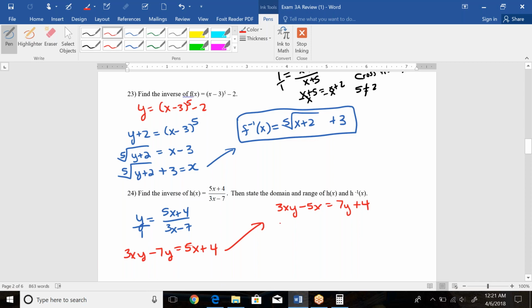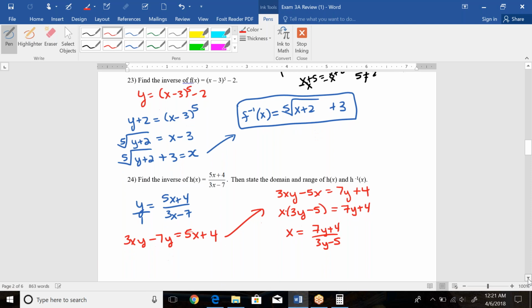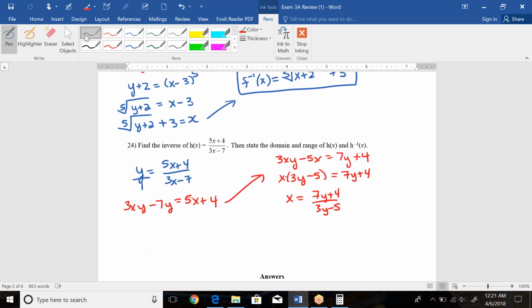Now that all your x's are on the same side, you can factor them out. And that takes it from having 2 x's down to having just 1. Final step here is to divide that parentheses to the other side. So x equals (7y plus 4) over (3y minus 5). Now, again, we haven't done any swap with our domain and range yet. This is just us resolving this equation for a different variable. So our rule is that x is going to become the y of this inverse, so f inverse of x, and these y's are going to become x's. So (7x plus 4) over (3x minus 5). Now, that's my inverse function.